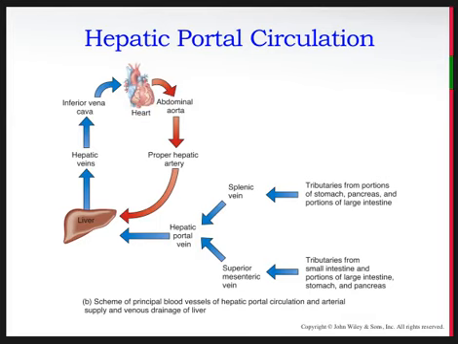So really what this system is doing is it's designed to take nutrient-rich venous blood from the digestive tract capillaries and from the splenic capillaries, and transport it to the sinusoidal capillaries of the liver before it goes directly to the heart. Remember what sinusoidal capillaries looked like. They had those great big fenestrations, right? They had an incomplete basement membrane.